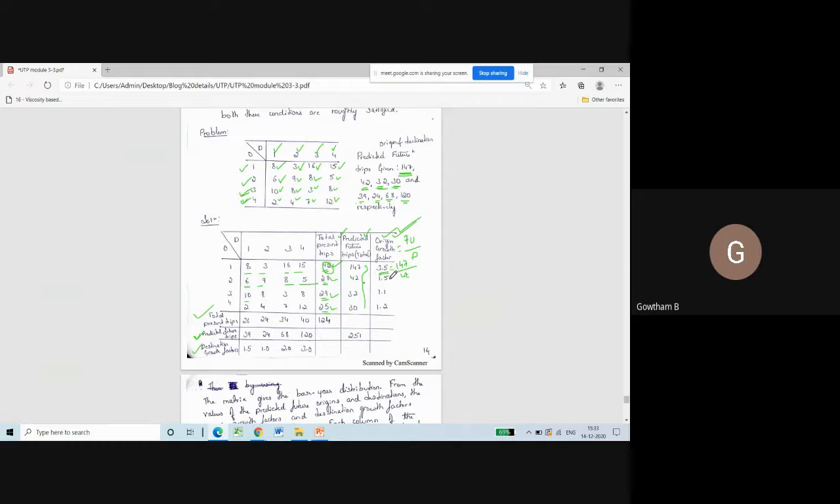Similarly, I calculated for area number 2: 42 divided by 28 is 1.5. 32 divided by 29 is equal to 1.1. And 30 divided by 25 is equal to 1.2. Similarly, you calculate row wise. For total present trips, you just add the columns: 8 plus 6 plus 10 plus 2.